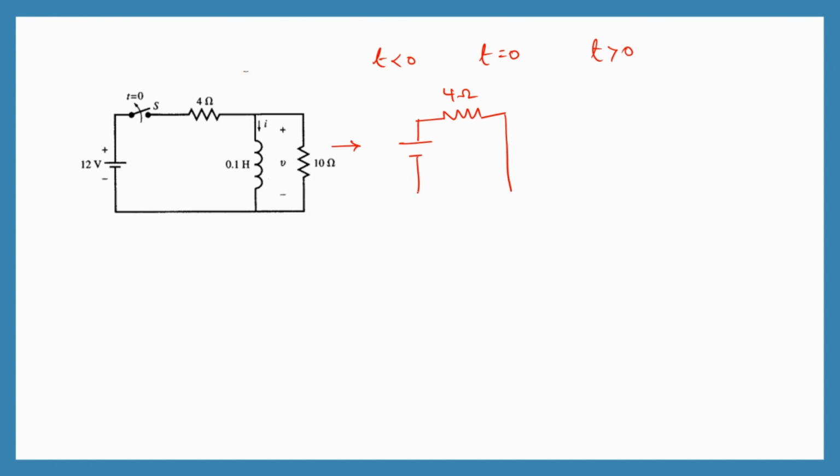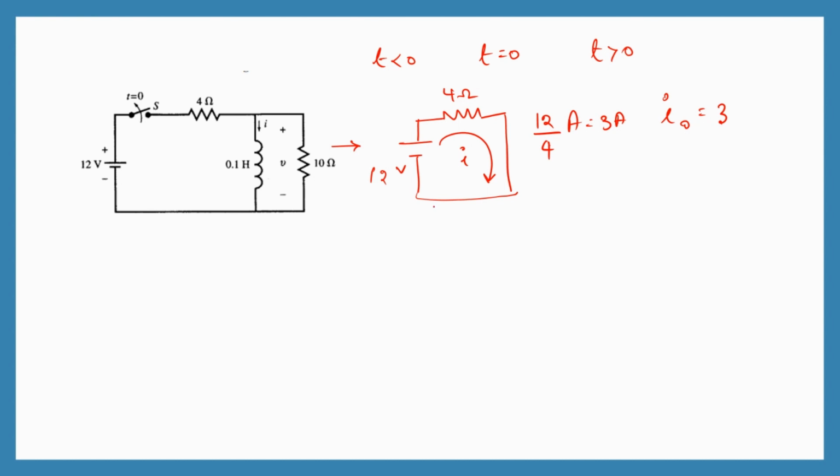So this is going to be the circuit with the 12 volt source and the 4 ohms connected in series with each other. Therefore, what is the current which is going to flow? It is just going to be 12 by 4 amps, which is 3 amps. So we see that the short circuit current, or the steady state current for this inductor, or I naught, is going to be 3 amps.